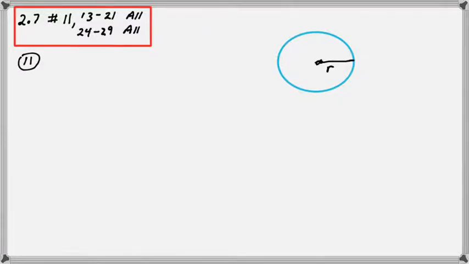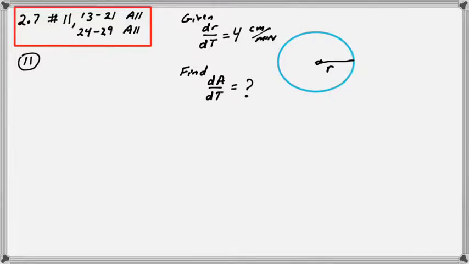Now, the question says the radius of a circle is increasing at a rate of. Rate of means a derivative. It says the radius is increasing, so that's the rate of change of the radius, or the derivative of the radius. They say it is 4 centimeters per minute. They want to know, find the rate of change of the area. So this is what's given. What are they asking us to find? The rate, which is the derivative of the area. So please make sure you know what they're giving us and what we're trying to find.